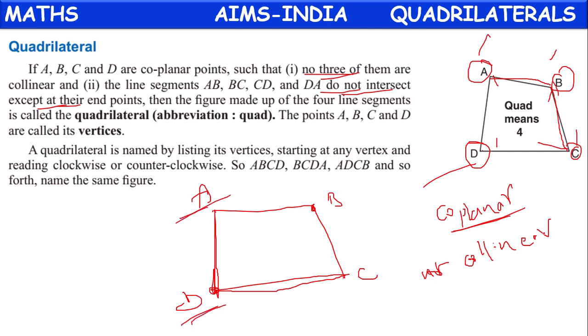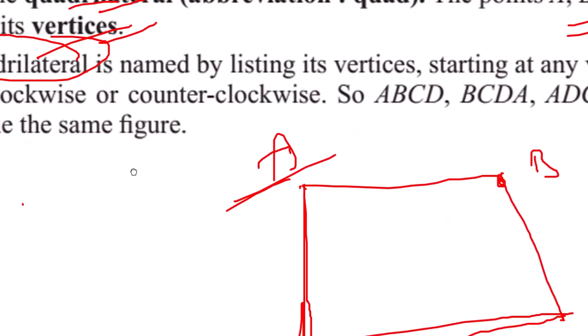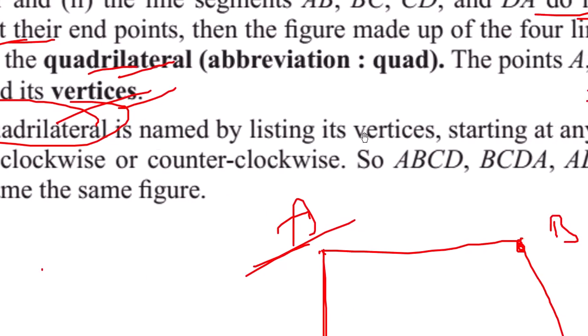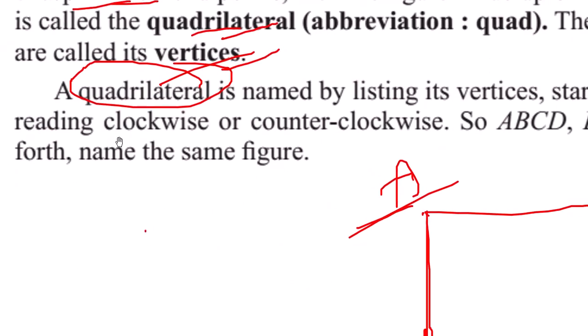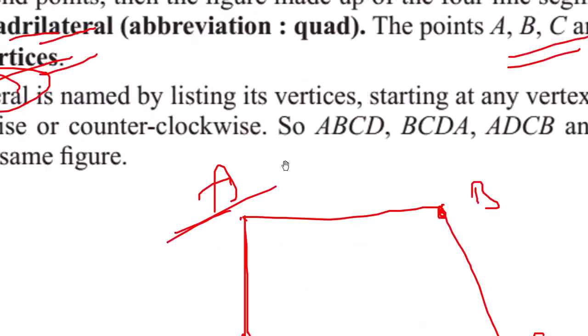So if all these conditions are satisfied, then the figure formed by these 4 points is called a quadrilateral, and these A, B, C, D are called vertices of the quadrilateral. So a quadrilateral is named by listing its vertices, starting at any vertex and reading clockwise or counterclockwise.